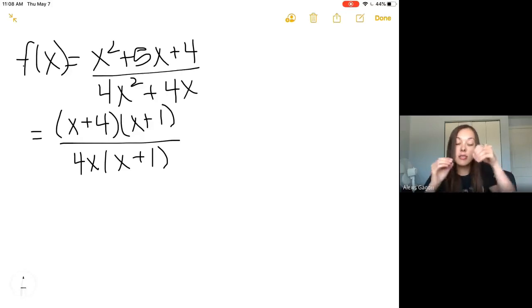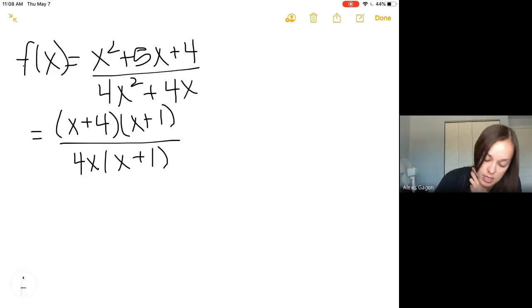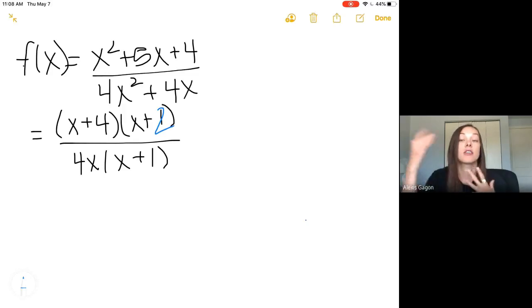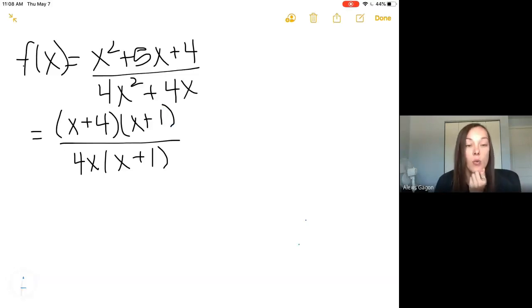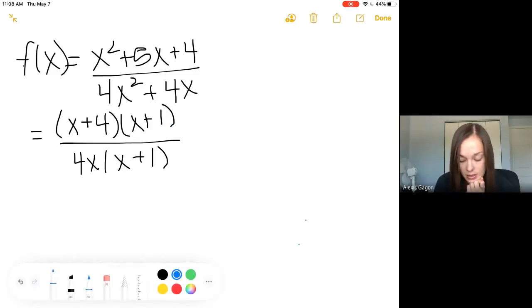So now, once it's completely factored, you look and see where do we have something in common on top and bottom, and you won't always have it. So say that this was a 2, then there wouldn't be any holes. So that would be your final answer, and you just say no holes. But that didn't happen in this. We do have a hole here. We have that x plus 1. So we can cancel these, that x plus 1 and x plus 1.